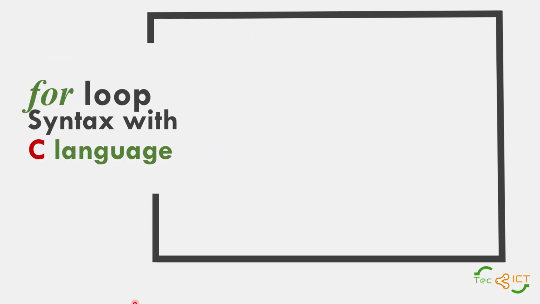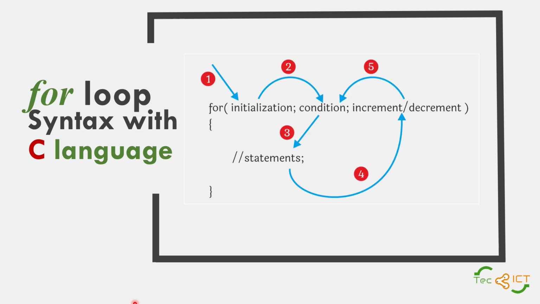In brief, for loop syntax with C language. First, the initialization of the counter variable. Then, the condition is checked. If the condition becomes true, statements are executed. Again, the increment or decrement happens.